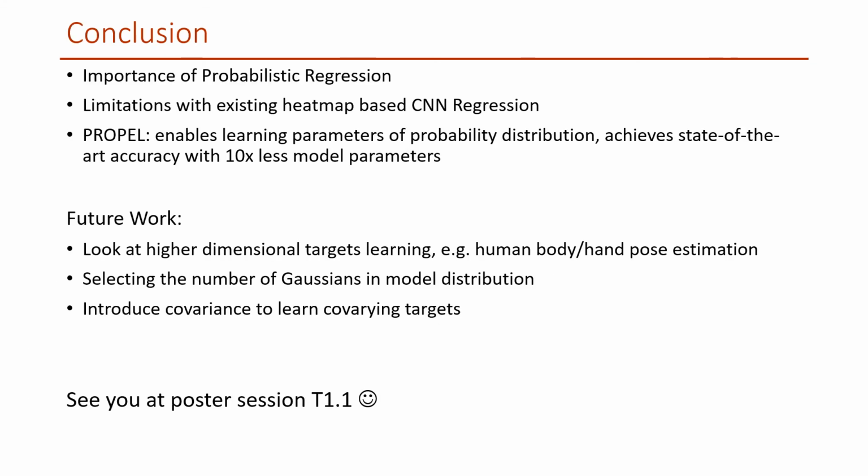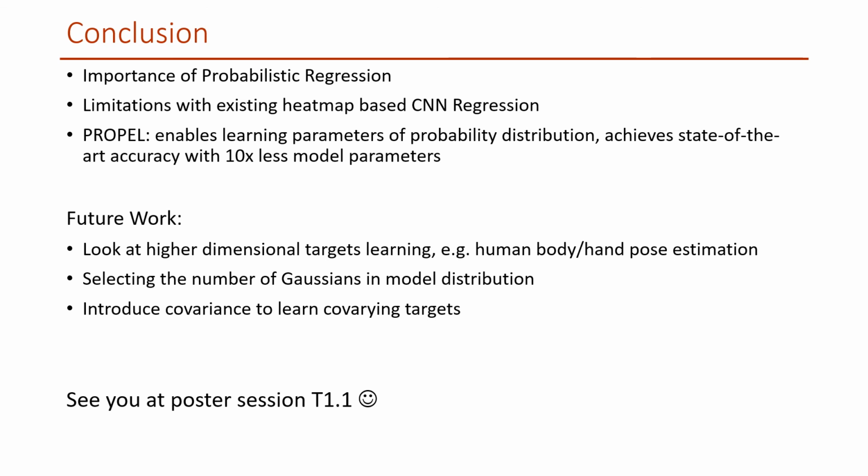In conclusion, we showed the importance of probabilistic regression. We highlighted some of the limitations of existing work that utilized heat map-based CNN regression. We then propose PROPEL that addresses these limitations by having the CNN output parameters of a mixture of Gaussian distribution. Using PROPEL, we can train models that are 10 times smaller while having similar or better accuracy as compared to the state-of-the-art.